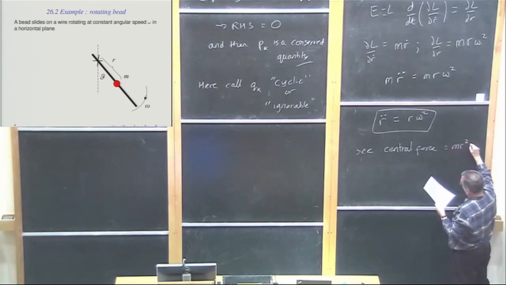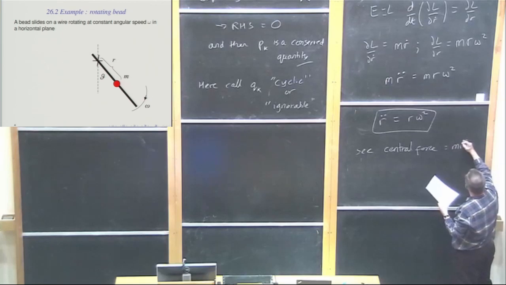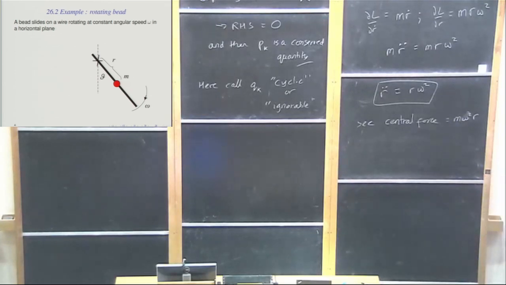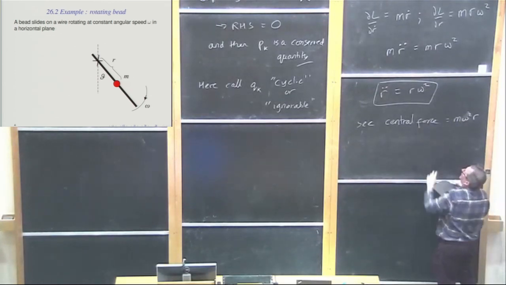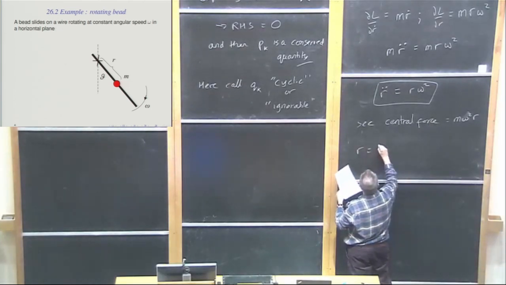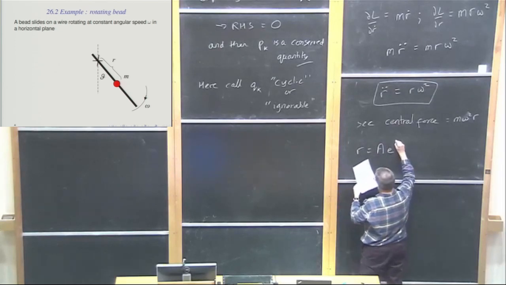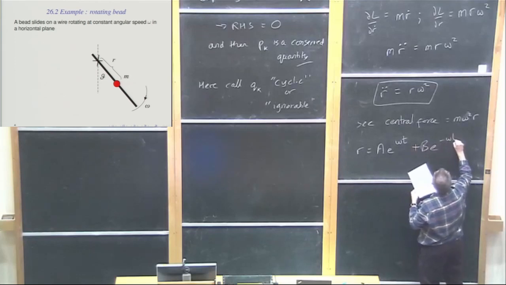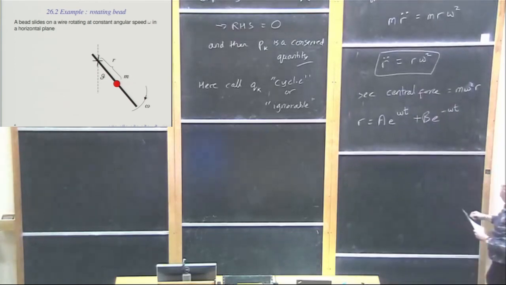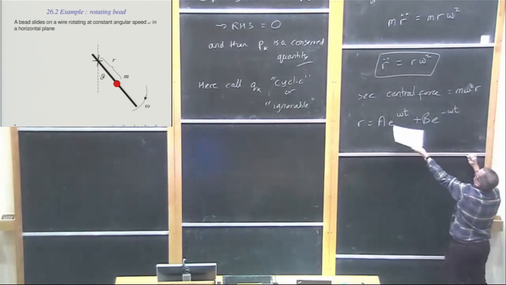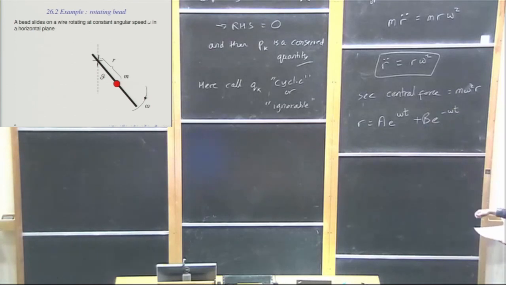m r, m omega squared r in size. But let's look at this. How would we solve it? This is not a simple harmonic oscillator because it doesn't have a minus sign, but the solution is that r is given by A e to the omega t plus B e to the minus omega t, where A and B are constants. Okay? This is a very familiar equation, so one has the exponential solutions.